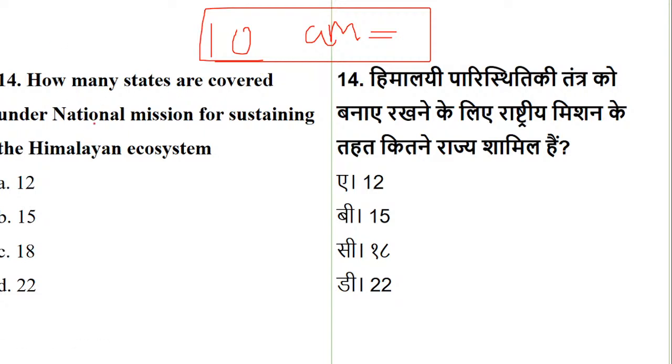How many states are covered under the National Mission for Sustaining Himalayan Ecosystem? Now, as I said, the questions are coming from deep inside. One of the missions is called the National Mission for Sustaining Himalayan Ecosystem. Are there 12, 15, 18 or 22 states covered under the Himalayan ecosystem? Okay, so the answer is C, 18. Okay, let's see.